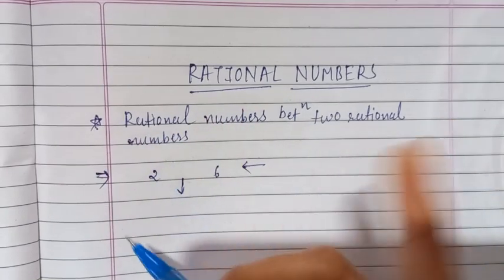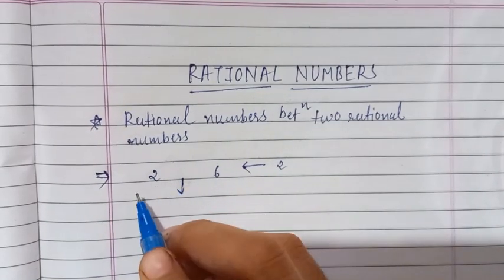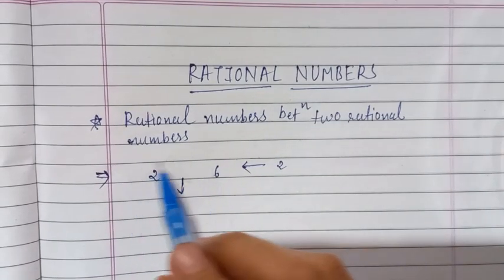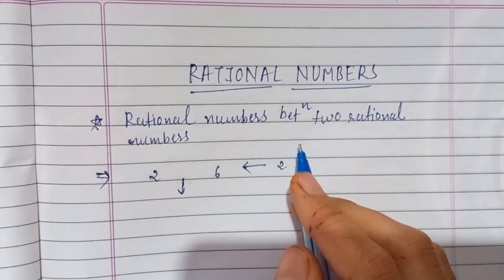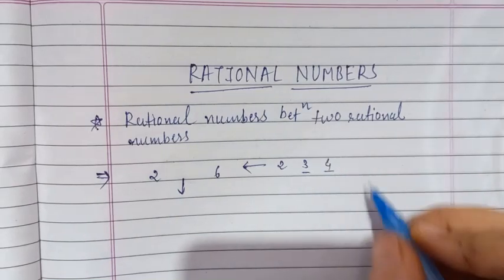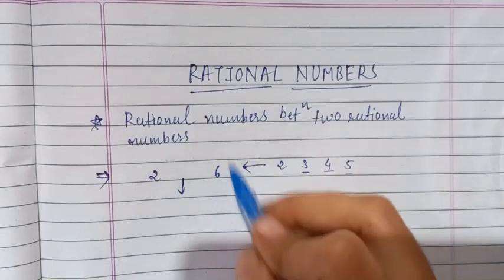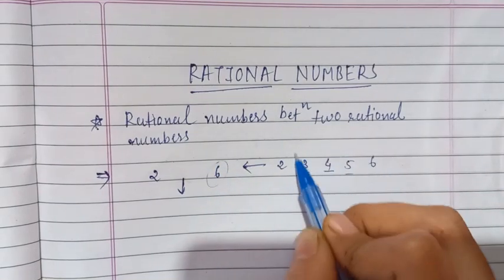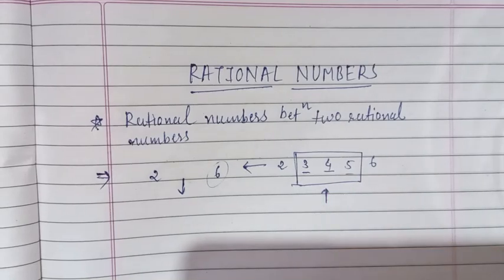1 sequentially. So 2, add 1, and we get the number after 2, which is 3. Now again add 1 to 3, then we get another number, 4. Then add 1, 5, add 1, and our last number is 6. So there are 3 natural numbers between 2 and 6.